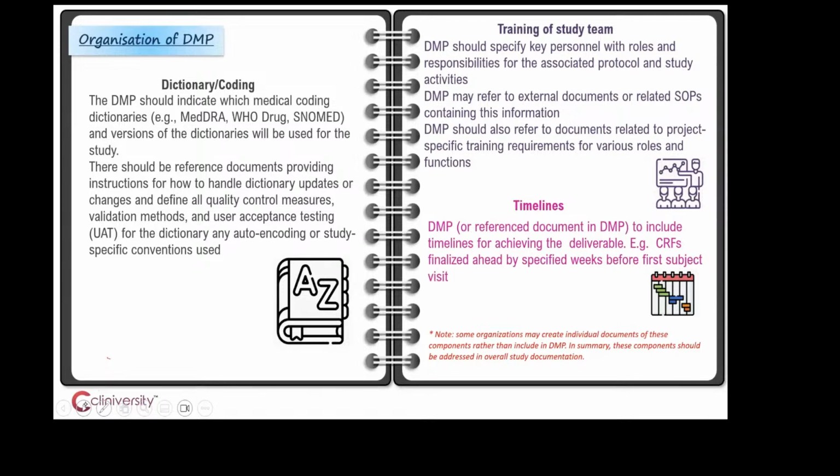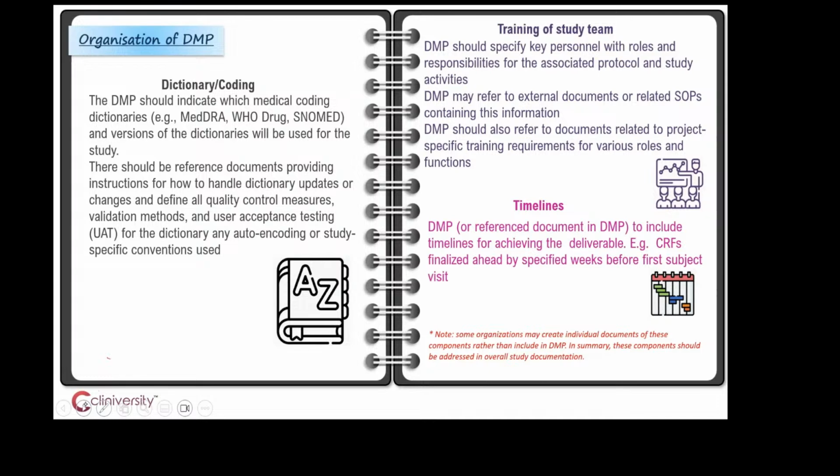Now, the DMP will also reference documents providing instructions on how to handle the dictionary updates or changes, and defines all the quality control measures, validation methods, and user acceptance testing for the dictionary. The DMP will also describe if there is any auto-encoding, and if there are any study-specific conventions being used. They will list down any appropriate SOPs which are used.